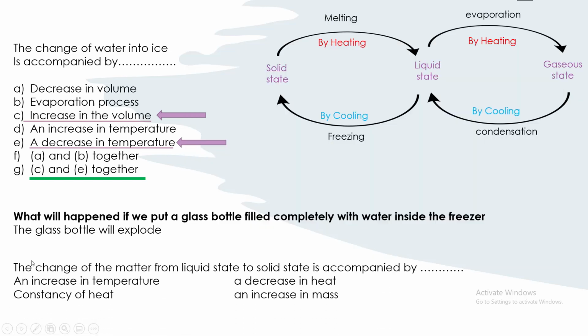The last question is that the change of matter from the liquid state to the solid state is accompanied by what? Liquid state to solid state is the freezing process, and this freezing process occurs by cooling. So this process will be accompanied by a decrease in temperature. An increase in temperature is wrong. Constancy of heat will be wrong too. A decrease in heat with an increase in the mass will be wrong, and the right answer will be a decrease in the heat. And that's it.